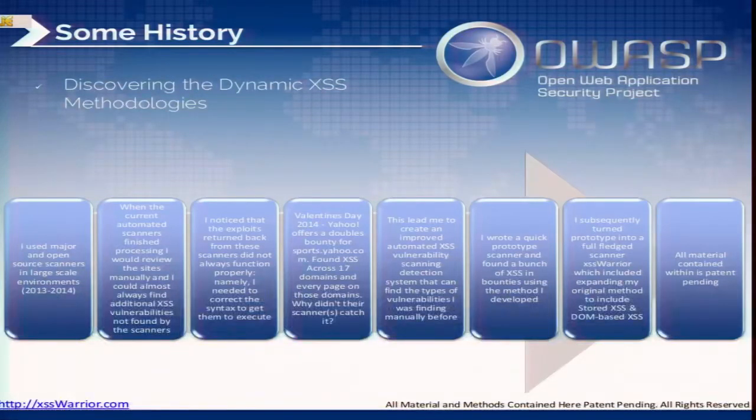And what really prompted this was Yahoo around Valentine's Day of 2014. They had a bug bounty program. They announced it on Twitter, saying they were going to double their bounties if you find stuff on sports.yahoo.com. And I fired up Burp, went out there, and within about 10 minutes I found a cross-site scripting issue, which I submitted and then further researched and found across about 17 different domains.